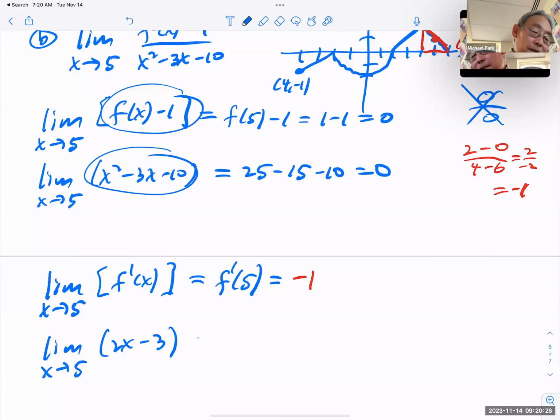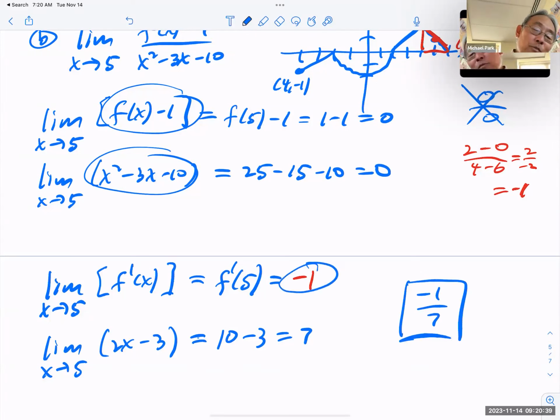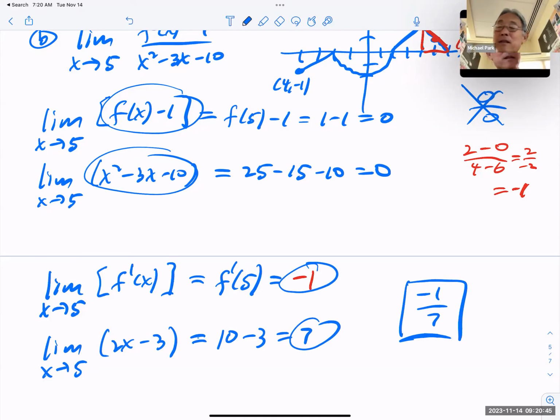And then, how do you compute this limit? Well, you simply plug in the number. That's what you should always do first. Then you get 10 minus 3, which is 7. So your final answer is negative 1 over 7. Remember, that was the numerator and this is the denominator. They just want you to work with the numerator and denominator separately.